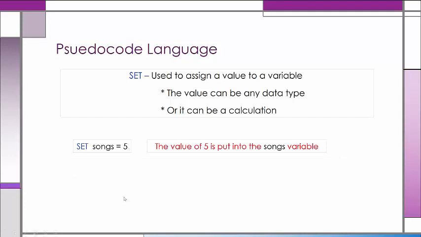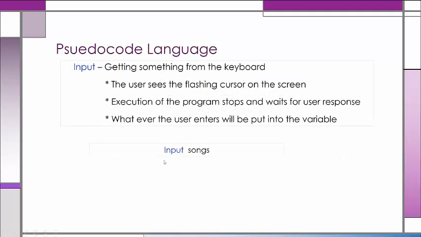As opposed to input songs, in essence, it's doing the same thing. Songs is being assigned a value. The difference is that this value is being received from the keyboard. So in this case, if we put in 5 from the keyboard, songs would then be equal to 5.